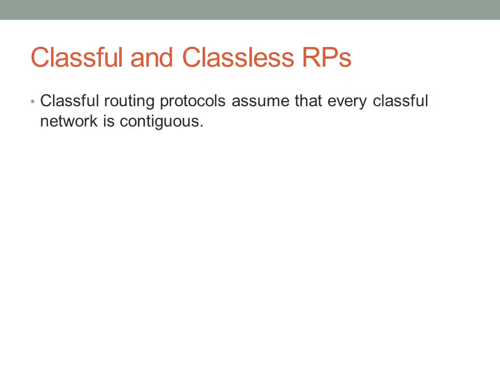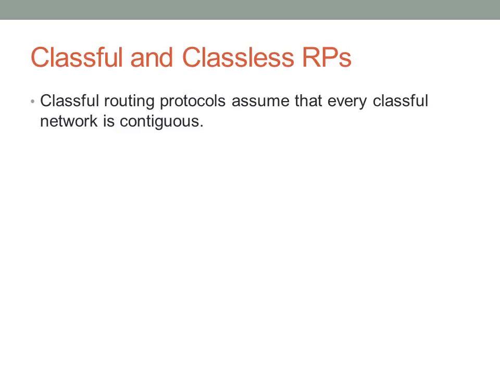Now, classful routing protocols assume that every single classful network, every single major network, is contiguous. What we mean by that is that all of the subnets of a network are behind a router that knows about the major network.